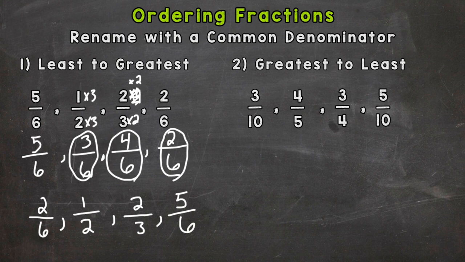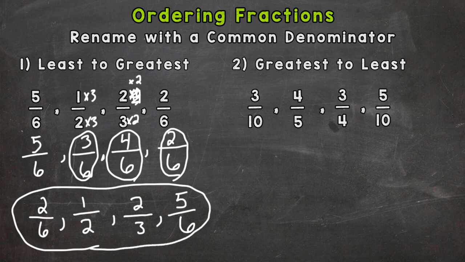And there you have it. Those fractions are now in order from least to greatest. This is the final answer here. So let's go to number 2, where we're going to go greatest to least, but it's the same process. Find a common denominator, rename, and then put them in order.